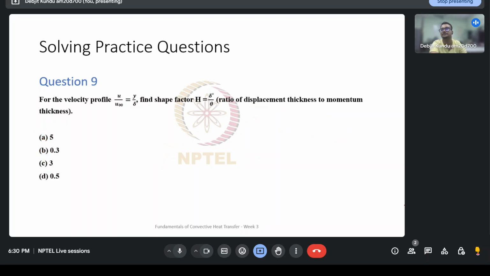Alright, so now we move on to the last question of today's session, that is question 9, which has also given us a velocity profile, a linear velocity profile, which is u over u infinity is equal to y over delta. We now have to find out the shape factor for this, which we already saw is defined as the ratio of the displacement thickness delta star to the momentum thickness theta. Now is that value of shape factor equal to option A 5, option B 0.3, option C 3, or option D 0.5?